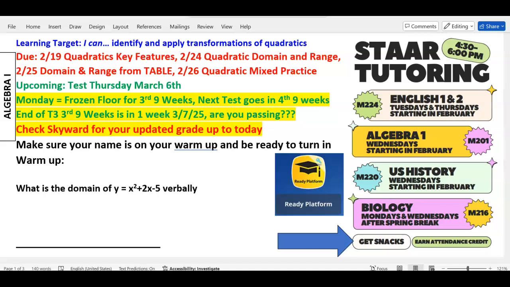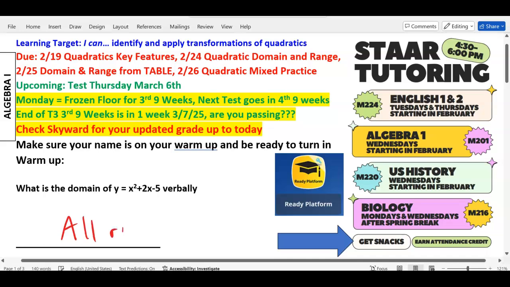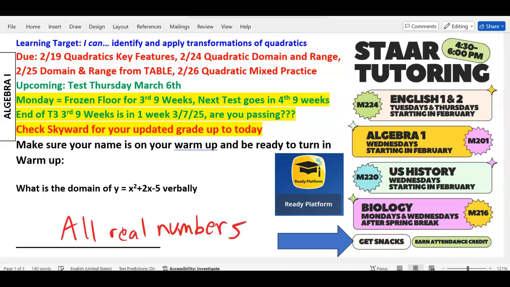Now, we covered that on the notes. This is just a quick little reminder about this. So again, it's all real numbers. You could graph that and see it from left to right. It does not end. It has no restrictions.